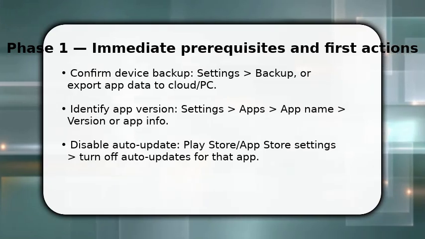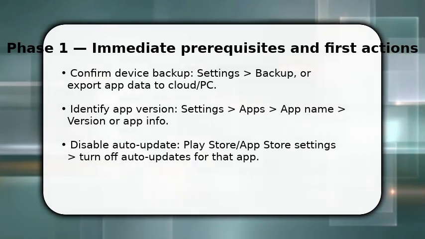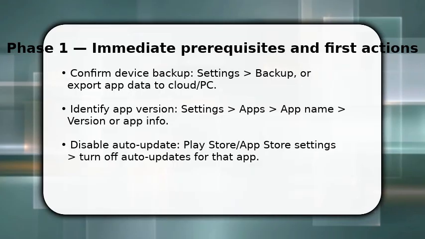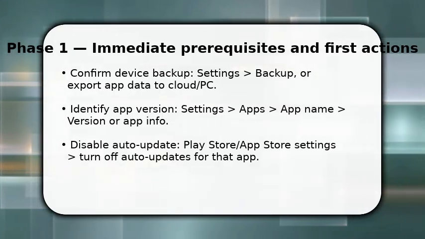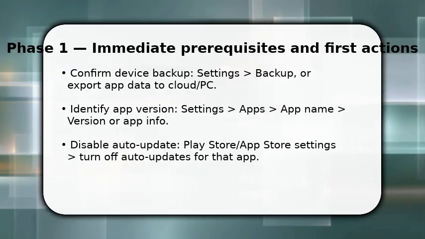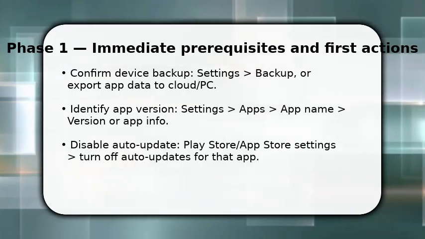Enjoy the video. You begin by securing your data. Make a quick backup so you can restore if needed. Once done, open Settings and go directly to Apps to confirm the exact version you want removed. Disable auto-update in the store so updates won't reappear.